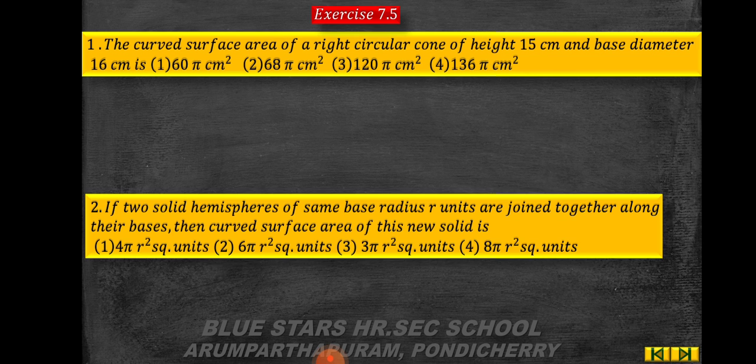Question number 1. The curved surface area of a right circular cone of height 15 cm and base diameter 16 cm is: option 1, 60 pi centimeter square; option 2, 68 pi centimeter square; option 3, 120 pi centimeter square; option 4, 136 pi centimeter square.